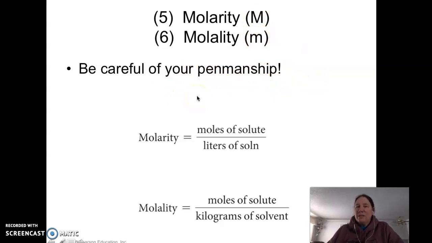This is moles of solute, and in both cases, whatever your solute is, you're going to have to change it from grams to moles, like we've done a bunch of times. In chemistry, it's a common thing. If you get grams, you've got to change it to moles.